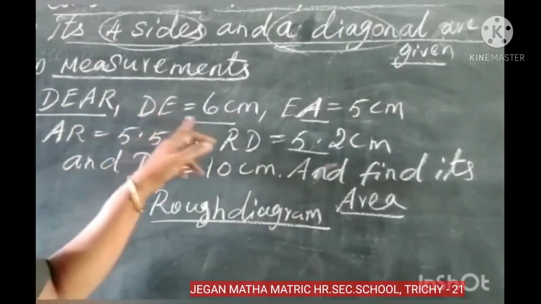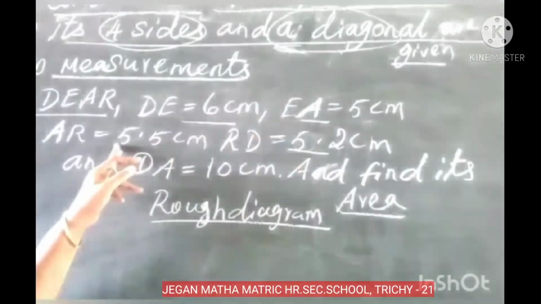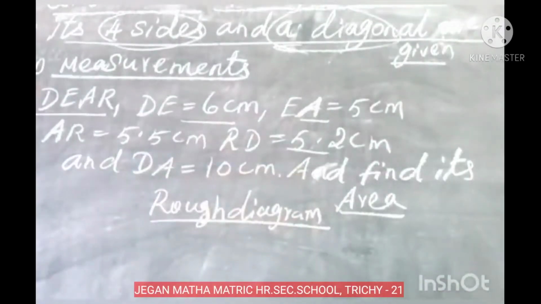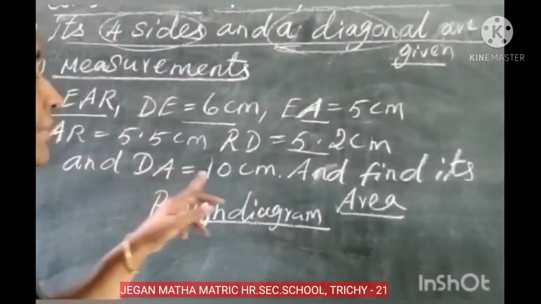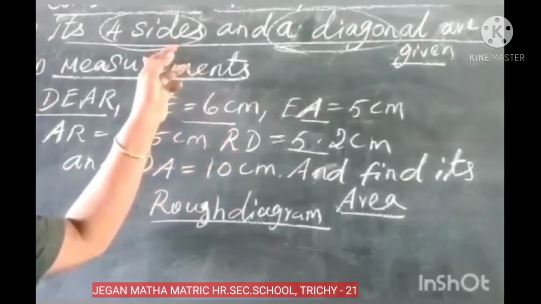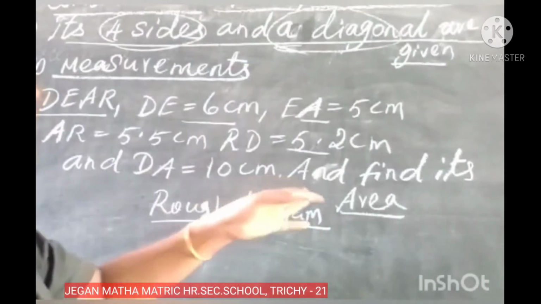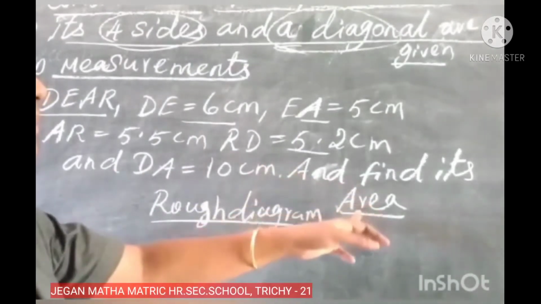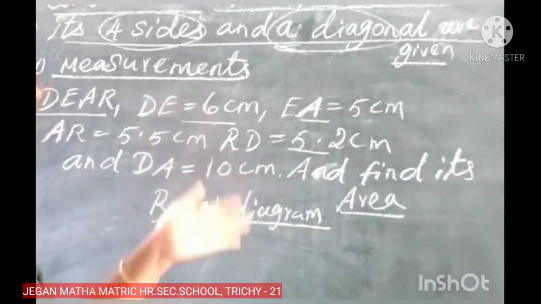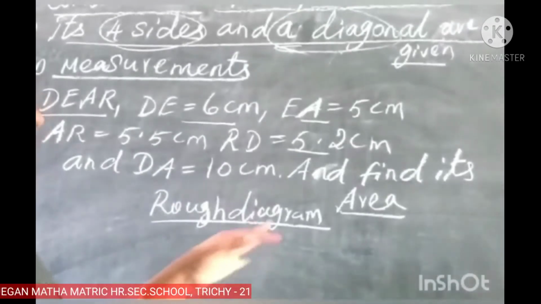The baseline DE equal to 6 centimeter, EA equal to 5 centimeter, AR 5.5 centimeter, RD 5.2 centimeter, and DA 10 centimeters. In total we have 5 measurements, so 4 sides and 1 diagonal. And finally, after finishing that picture, you have to find the height of the given picture and then find out the area of that shape.